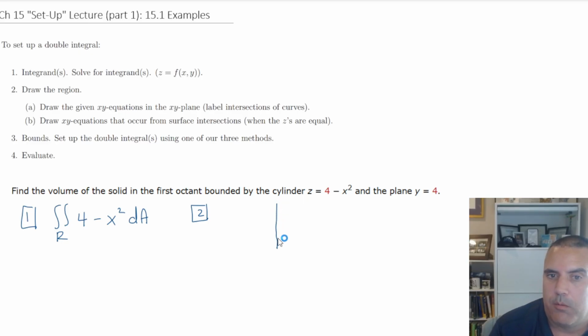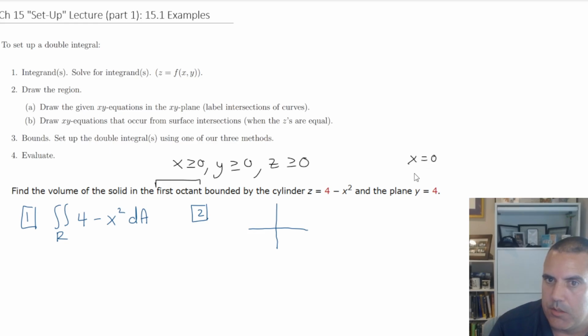Step 2, I'm going to draw my region. And this will be the first example where something more interesting happens. And I think this will be helpful. So what you typically do is you draw any given xy bounds. Now, first octant means x is greater than or equal to 0, y is greater than or equal to 0, and z is greater than or equal to 0. So the bounds they've given me so far are x equals 0, y equals 0, and y equals 4. Those are the things that all of this implies immediately. And so those are the things I would draw.